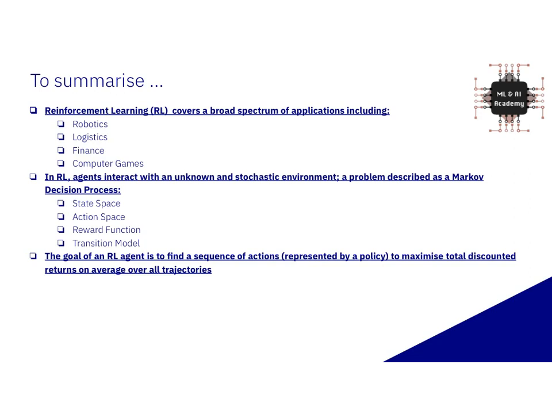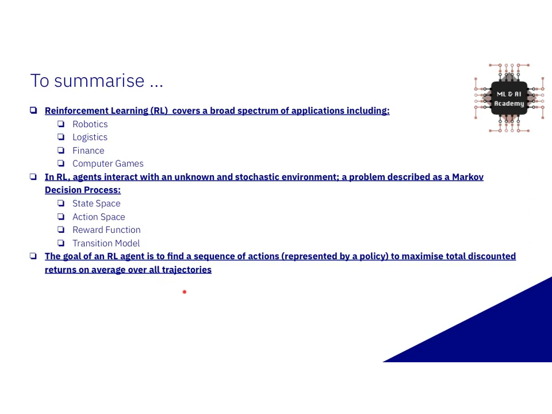Right, so to summarize, we know that now reinforcement learning covers a broad spectrum of applications, such as robotics, logistics, computer games, finance, and so on. We know that agents interact with stochastic environments, and the problem is described as an MDP, or a Markov Decision Process. That is represented by a state space, action space, reward function, and transition model. The transition model itself is stochastic. The action space dictates the type of policy you will use, which is also stochastic.